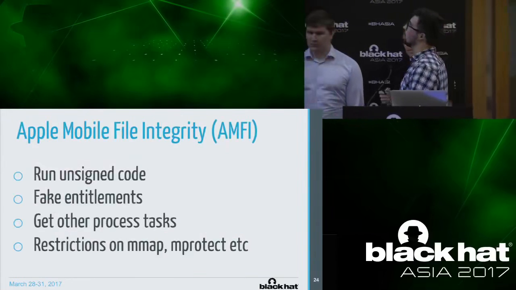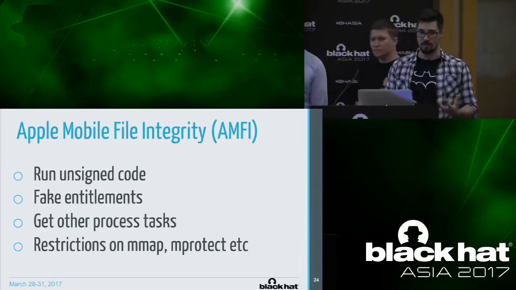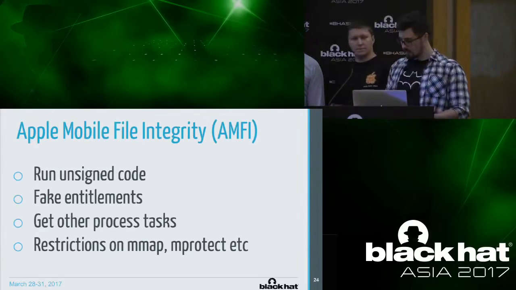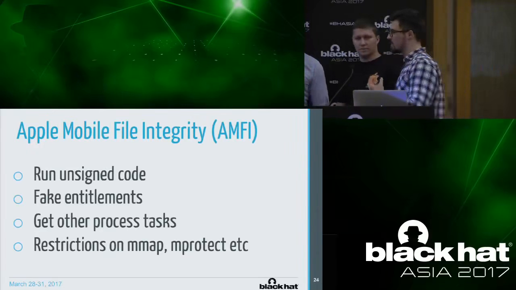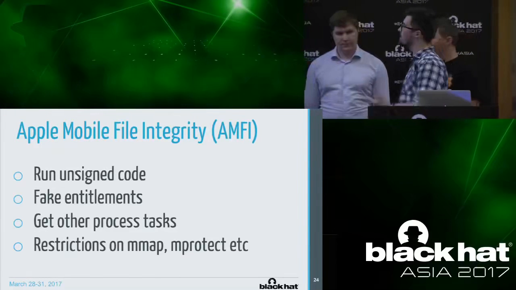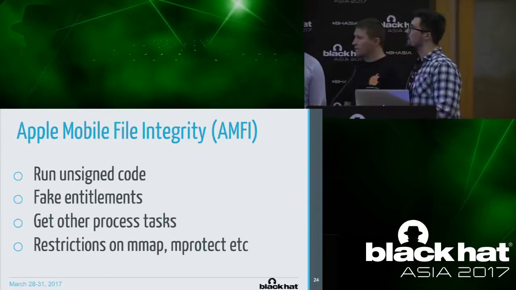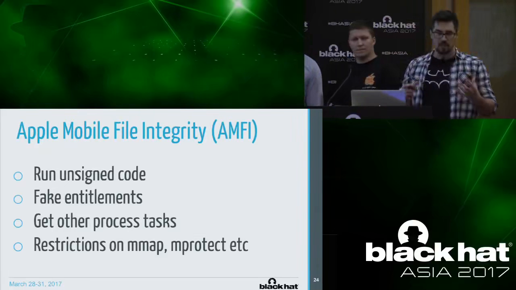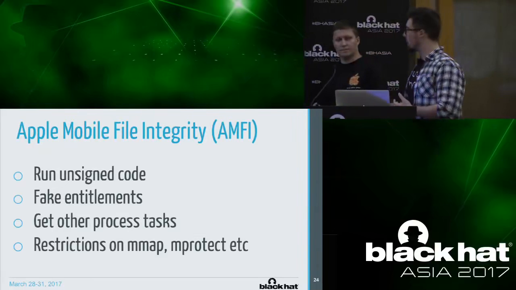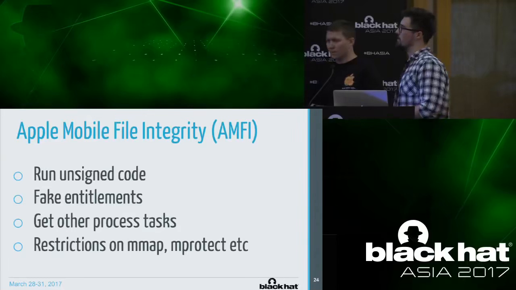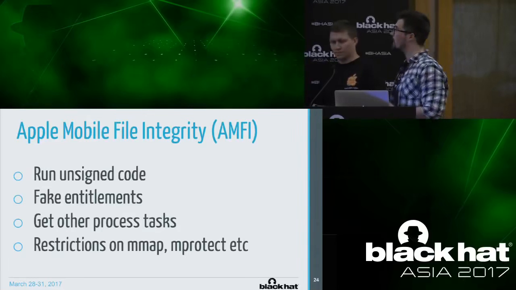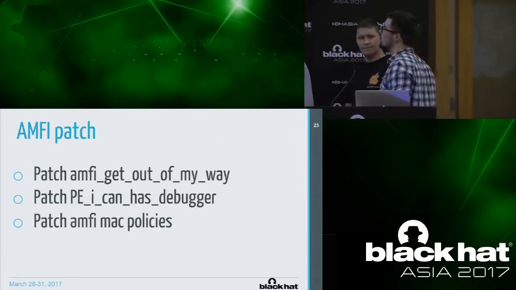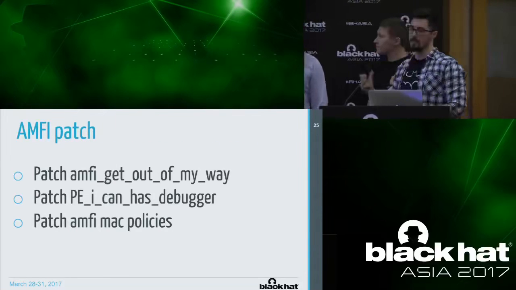Next thing is Apple Mobile File Integrity. It's like a main module that is checking that code is signed, that it is properly signed by a certificate, that the entitlements match the hashes that are in a code sign. It grants access to other processes' task ports and has restrictions on mmap and so on. So it's a pretty powerful kernel extension. And for sure, for making a full jailbreak, we need to disable AMFI.